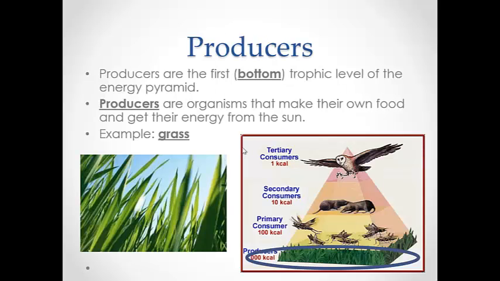Producers are the first or bottom trophic level of an energy pyramid. Producers are organisms that make their own food and get their energy from the sun. Examples would be like grass or trees and shrubs. As you can see here, producers are at the bottom of the energy pyramid. There are more producers and more energy at the bottom of the energy pyramid than anywhere else. So we know that there are more producers in the world than any other animal or organism.